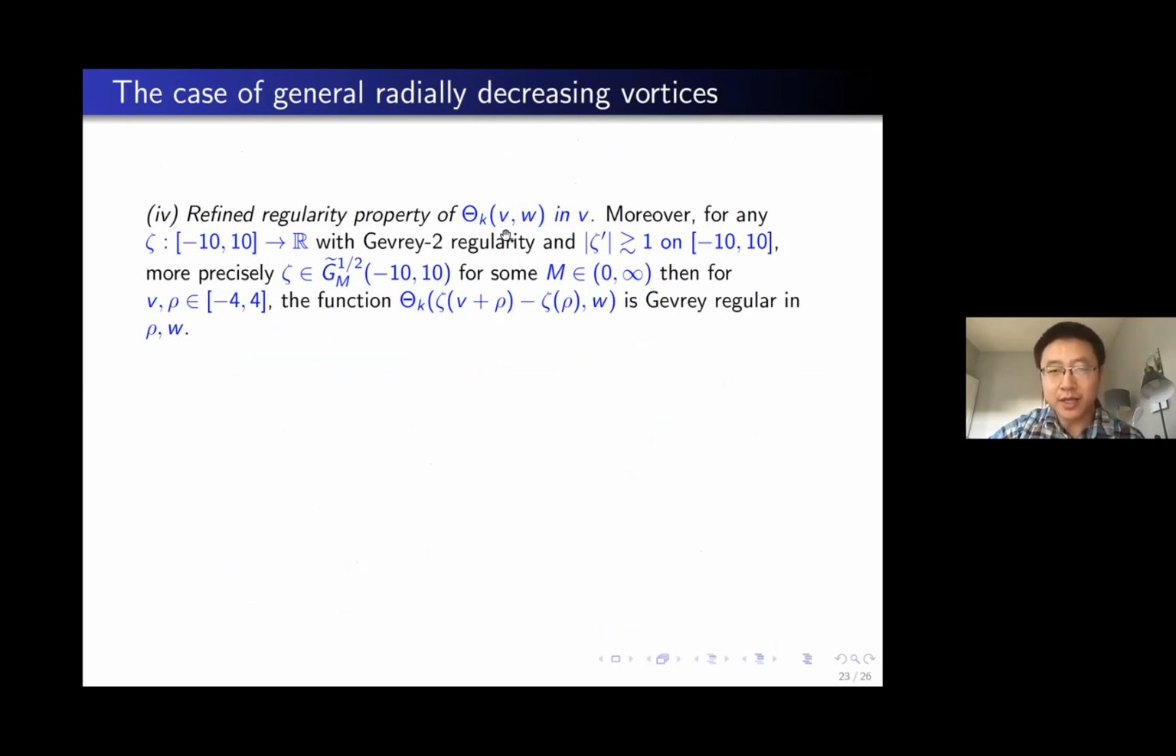But remarkably, it has a very precise structure on the singularity. It's not smooth in V, but if you take a smooth function zeta and make this change of variable, zeta of V plus rho minus zeta of rho, you cannot use composition of smooth functions to determine the smoothness in rho, because this variable is not smooth. But remarkably, this function is actually smooth in rho. That captures the structure of singularity in the first variable when it is close to 0.